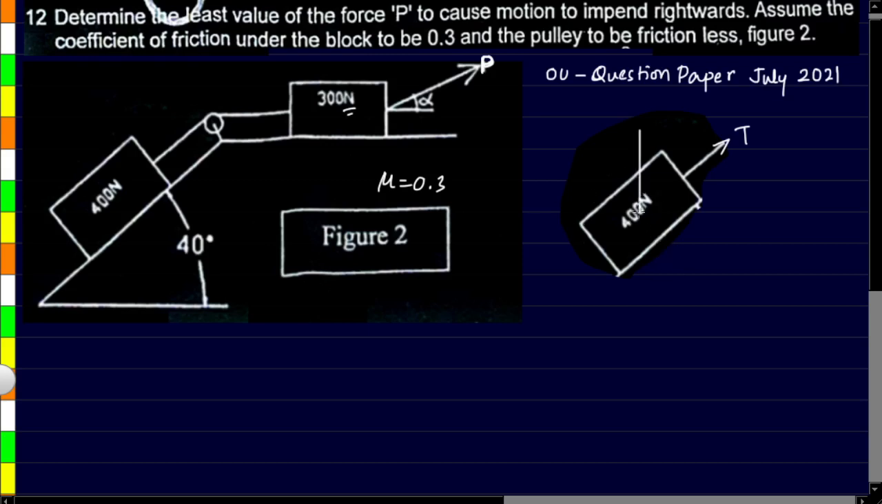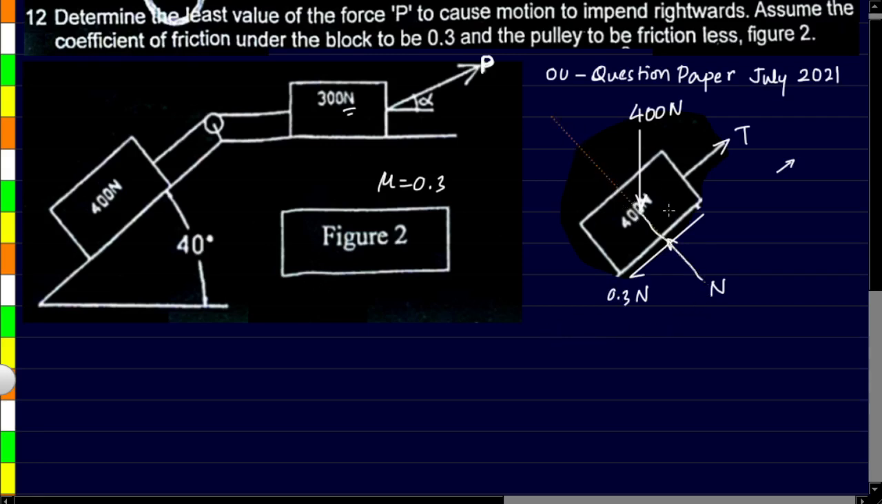Then a force of 400 newtons will be acting straight down. Then there will be a force which will act perpendicular to the surface here, and that is the normal reaction. And because the tending motion is towards the right side, there will be a force acting towards left, and this will be the force of friction, that being mu times N. Now the mu value has been given to us here, so we'll just put that value directly, and that is 0.3 times N. So that's it. These are the forces acting.